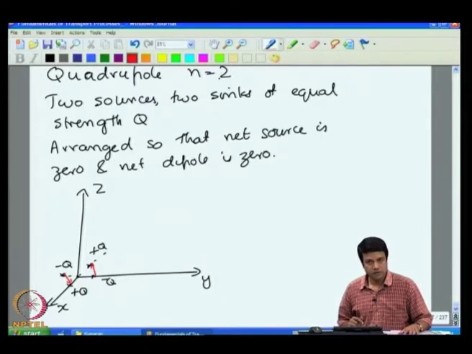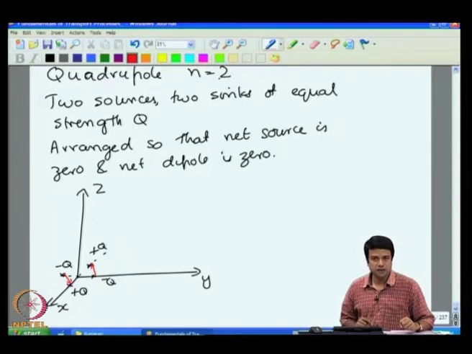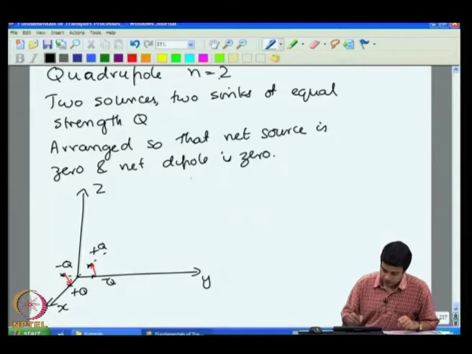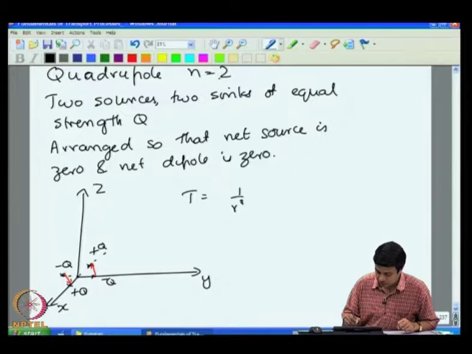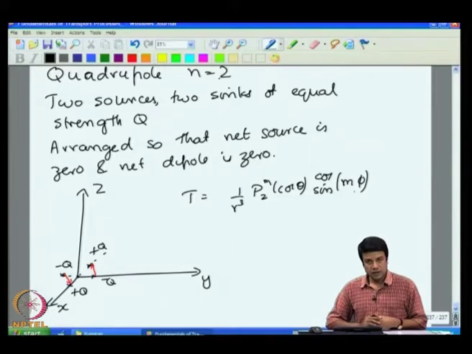Therefore, the temperature field cannot decay as 1 over r square. The temperature field has to decay faster than that, because if you had a net dipole, the temperature would have decreased as 1 over r square when you went far away. In this case, there is no net dipole. So, the temperature field has to decay faster than 1 over r square. In this case, the solution for the temperature goes as 1 over r cubed, P 2 m of cos theta times cos and sine of m phi. Therefore, at n is equal to 2, the solutions are in the form of quadrupoles.